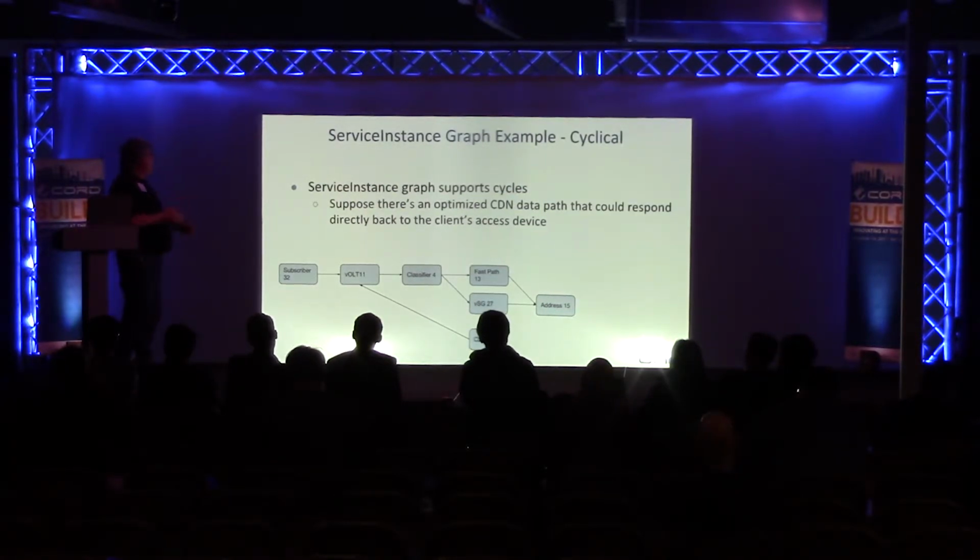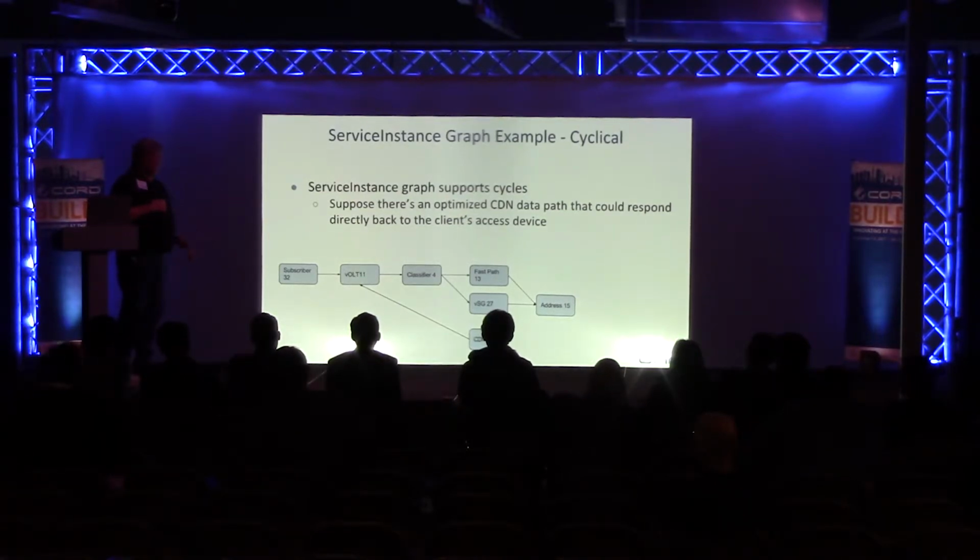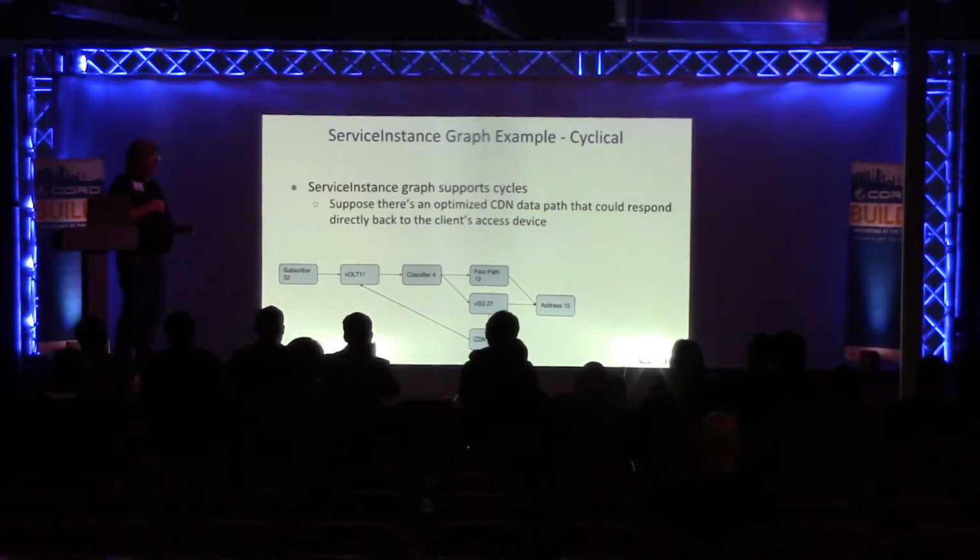Another hypothetical is that we could have a cycle in the graph. So let's assume we added a CDN. We stuck the CDN down there at the bottom, and traffic goes into the VSG, and the VSG says, this traffic, I think I can serve it locally in my cache. So it sends that traffic down to the CDN.